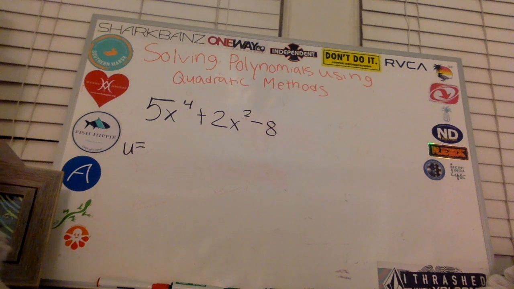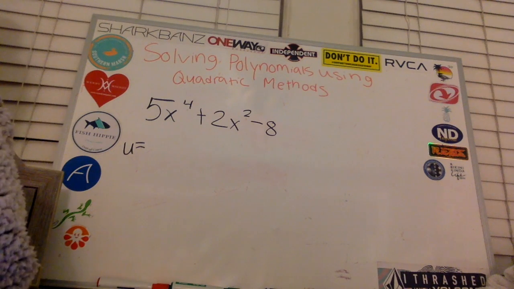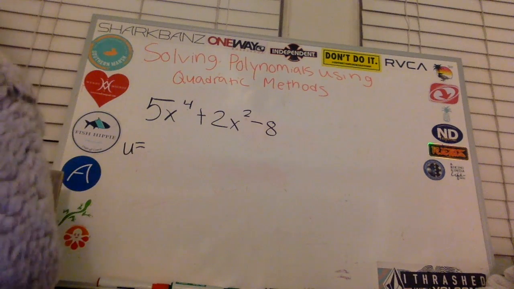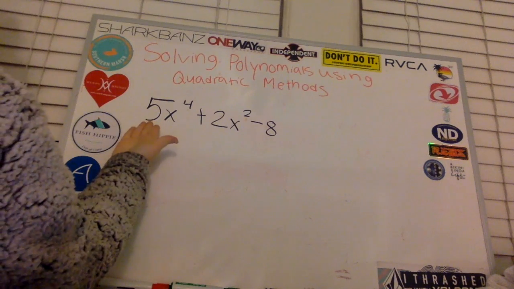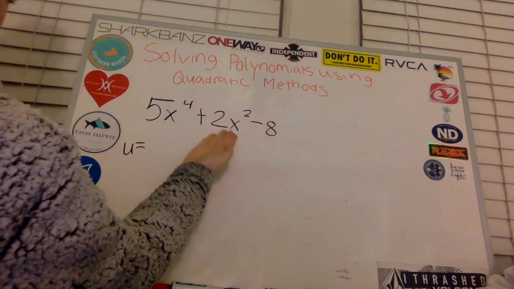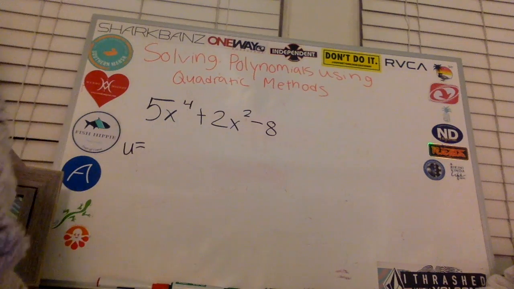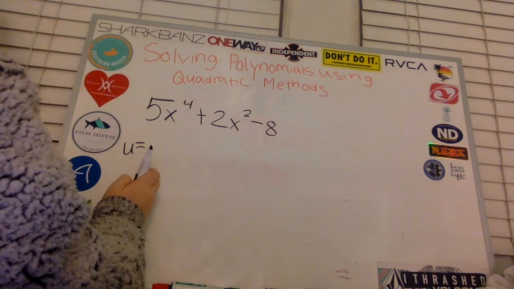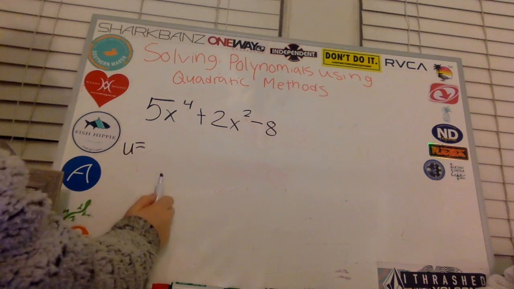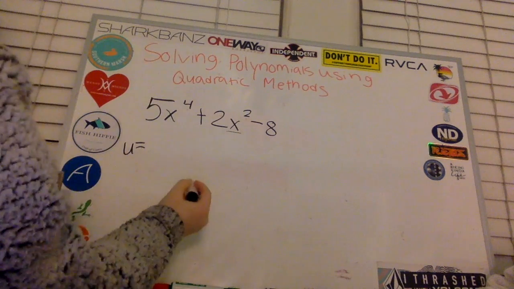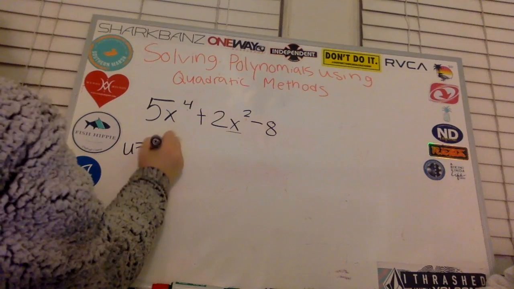The first problem we have is 5x to the fourth plus 2x squared minus 8. Now, we need to try to get this x into x squared and this just x. By doing this, we need to define a u. One of the clues about what your u could be is using this as our u, which is x squared.